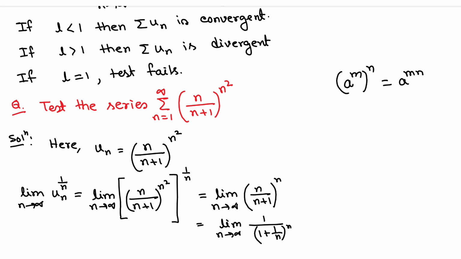In my last lecture I have told you the formula. Limit n tends to infinity 1 plus 1 by n whole to the power n. Same sign, so the result will be e. So this is equal to 1 by e. And 1 by e less than 1 or greater than 1? Obviously less than 1, because the value of e is between 2 and 3. So denominator is greater than numerator. So this is less than 1. And according to Cauchy root test, if the limit is less than 1, so summation un is convergent. Clear? Summation un is convergent.